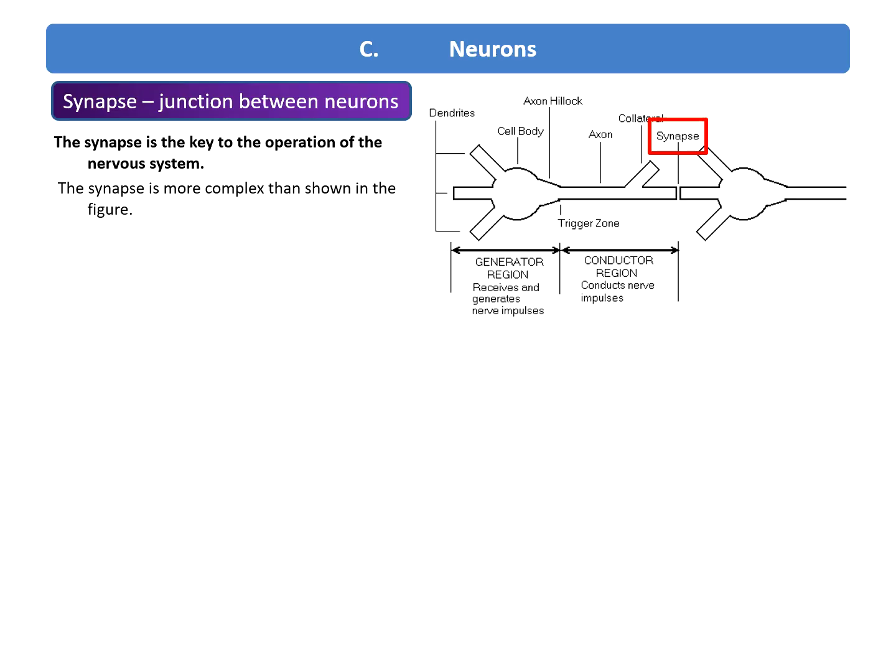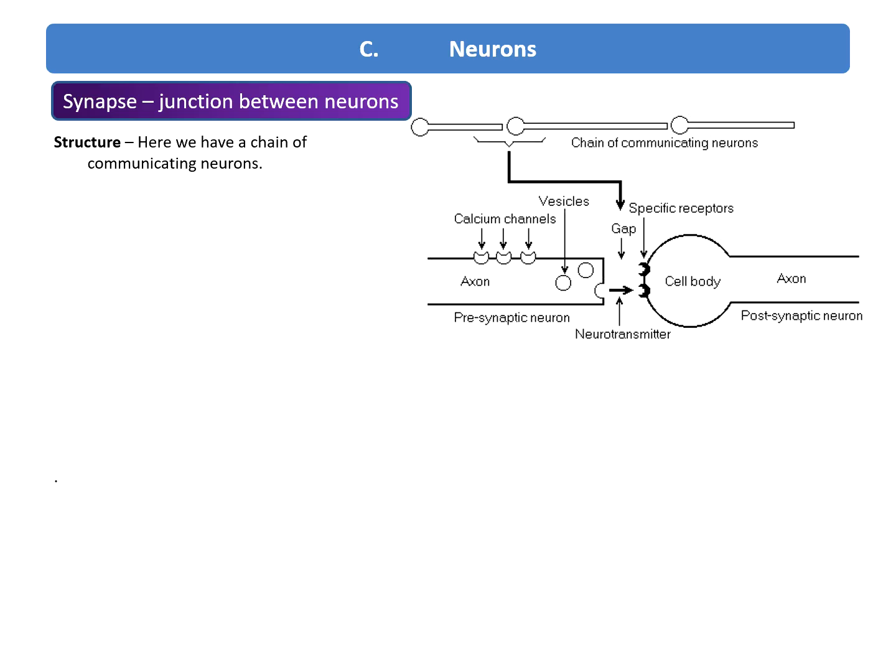It's more complex than this simplified diagram. A synapse may involve the axon of one neuron and the cell body of another. It may involve the axon of one and the dendrite of another. It may involve two dendrites or two axons. Let's look at the structure in more detail.